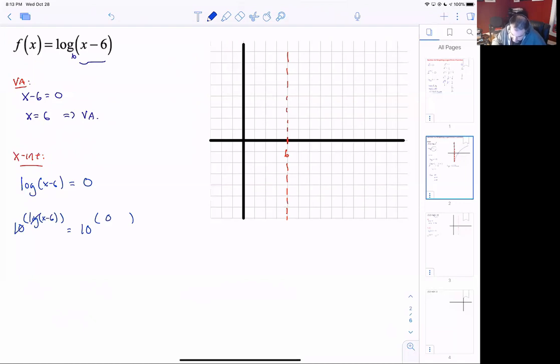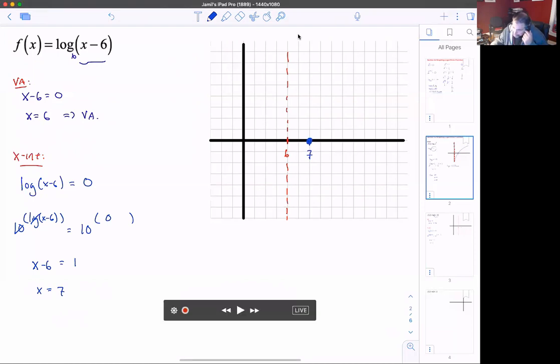10 and log base 10 cancel. We get x minus 6 equals 10 to the 0. 10 to the 0 gives us that value of 1. And when we add 6 to both sides, we're going to get that x is equal to 7. So I'm just going to go and I'm going to label 7 right here. And I know this is an x-intercept.